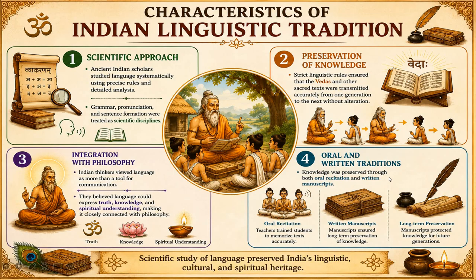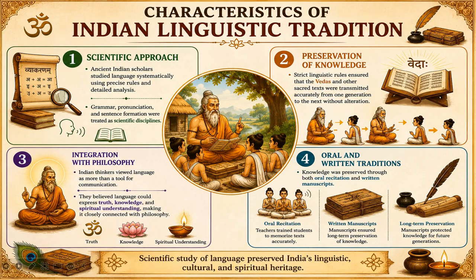And the fourth section is the oral and written traditions, which shows students reciting scriptures and palm leaf manuscripts, which are used for recording the knowledge. And ancient teachers trained students to memorize text accurately through the oral recitation, while the manuscripts preserved them for future generations. And this combination of oral and written traditions ensured the long-term preservation of India's intellectual heritage.